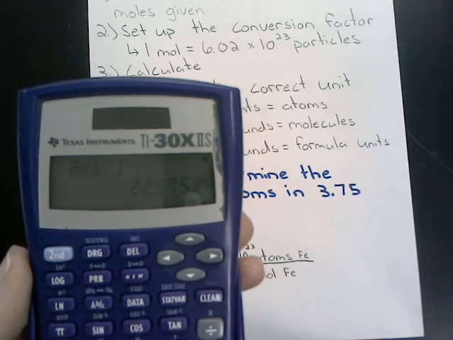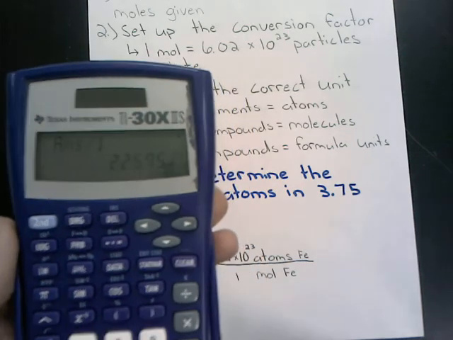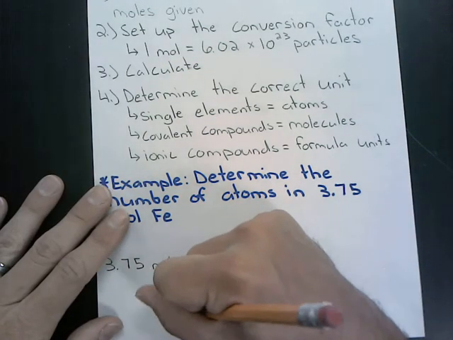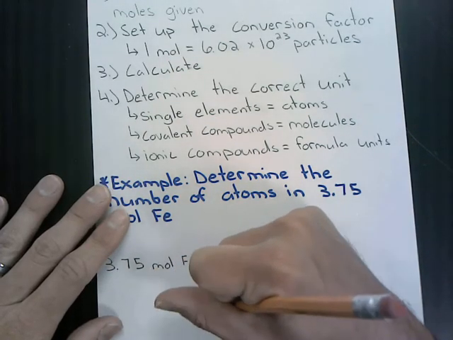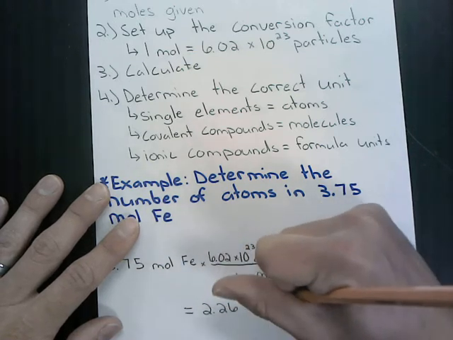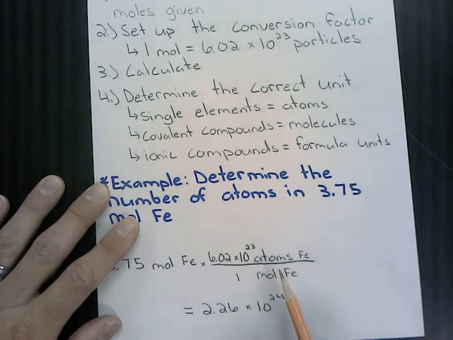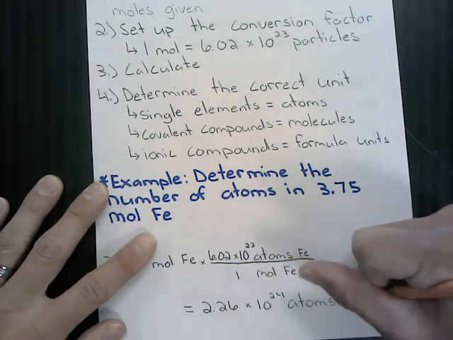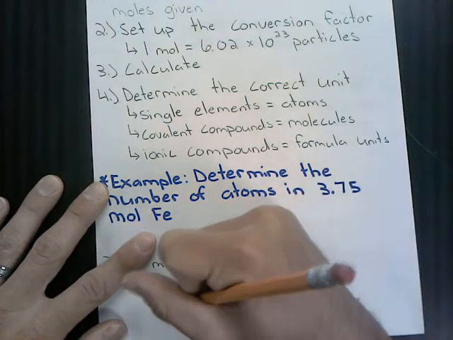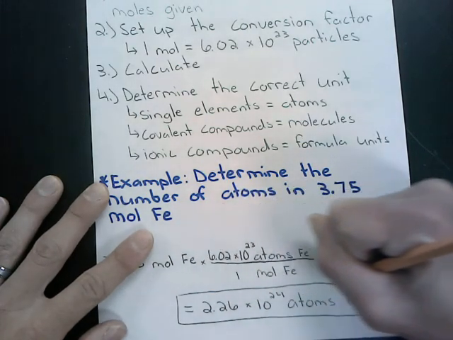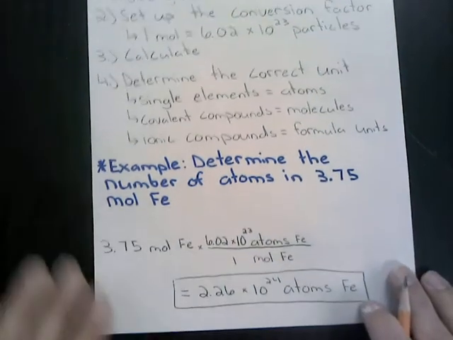So my answer here becomes 2.26 times 10 to the 24th. So this becomes my answer, 2.26 times 10 to the 24th. And then remember, our units for an individual element is atoms of Fe. Okay, so we've gone from moles to atoms or particles.